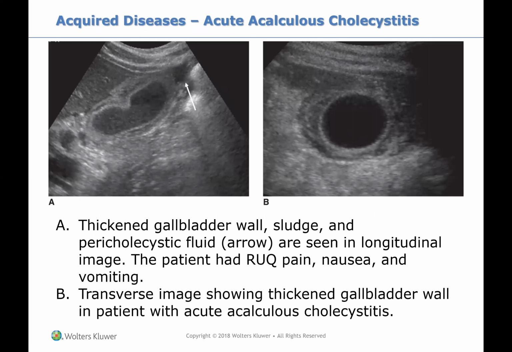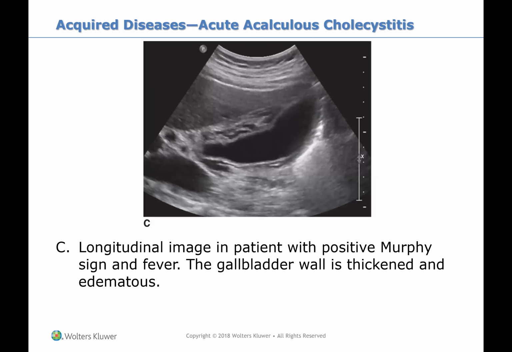Here is an example of this infection, and you can see how thick the gallbladder wall looks. There's some sludge. You can see the fluid level there, and pericholecystic fluid with the arrow. So there's fluid around the gallbladder, usually concerning for an infection too. Long image of the patient with positive Murphy sign and fever. The gallbladder wall is thickened and swollen with edema.